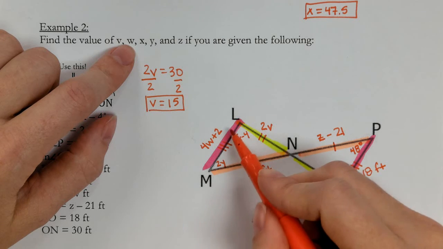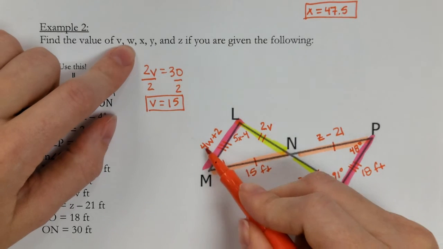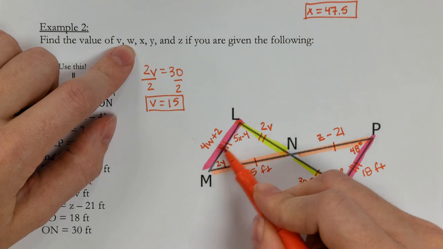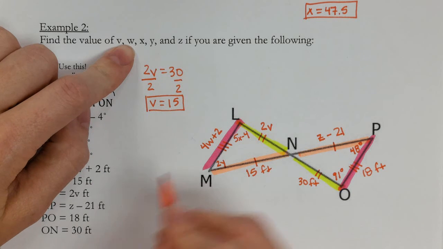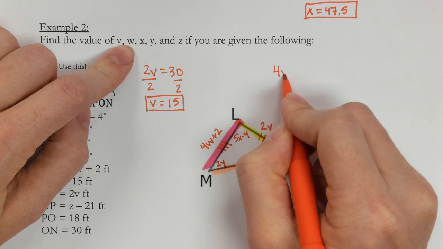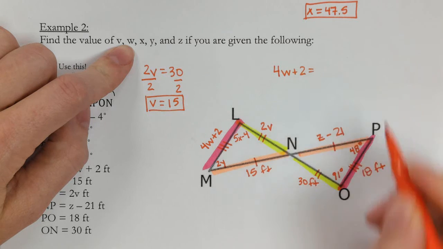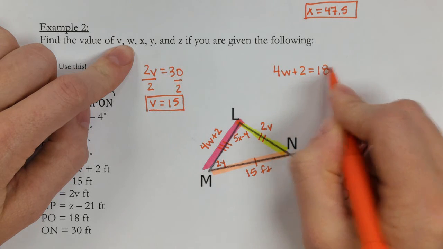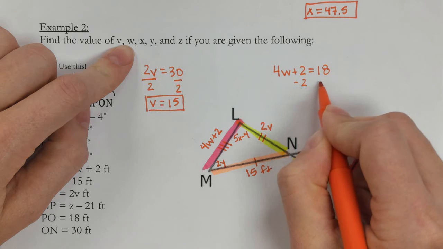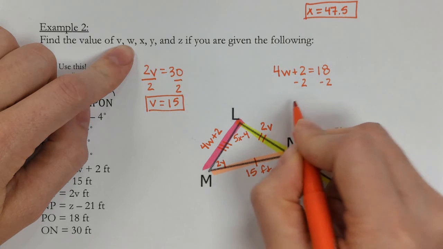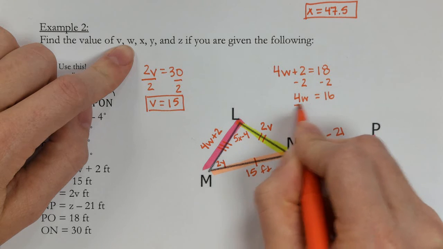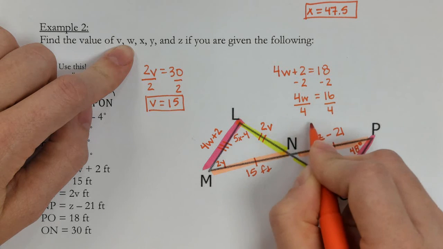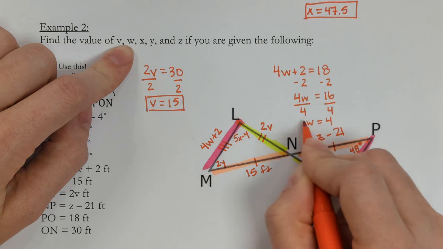Then I'm going to move on to W. For W, again, it's a side length, and it's in pink with 3 tick marks, so the corresponding side is over here, and since they have 3 tick marks each, that means they're equal. So for my next equation, I can say 4W plus 2 has to be equal to 18. To solve for W, I'm subtracting 2 on both sides, so I've got 4W equals 16, dividing by 4, so W has to be 4.